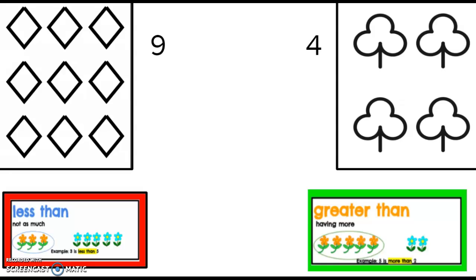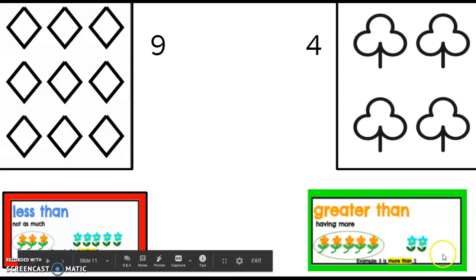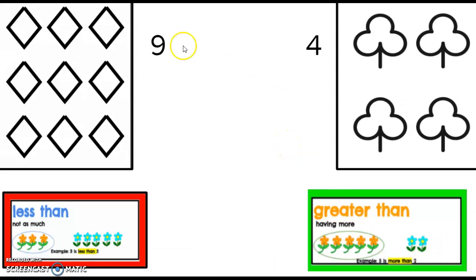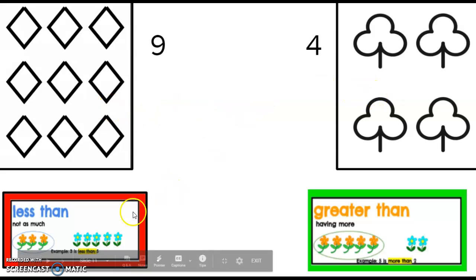Okay. Now at the bottom we're going to use our comparative language. We have less than on our red card, which means not as much, and then we have greater than on our green card, which means having more. Okay, so we're going to be comparing from the left to the right. So we're comparing the diamonds to the three-leaf clovers. Will we say the diamonds are less than the clovers, or would we say the diamonds are greater than the clovers?